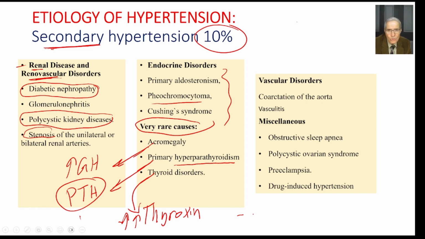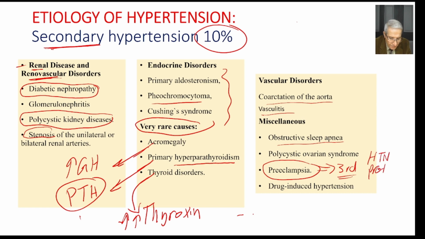Okay, moving on. The other risk factors could be vascular disorders such as coarctation of the aorta or vasculitis, obstructive sleep apnea, polycystic ovary syndrome, preeclampsia, and drug-induced hypertension. Preeclampsia is a condition that occurs during pregnancy, especially the third trimester, and the patient suffers from hypertension, proteinuria, and edema. This is a case of hypertension.